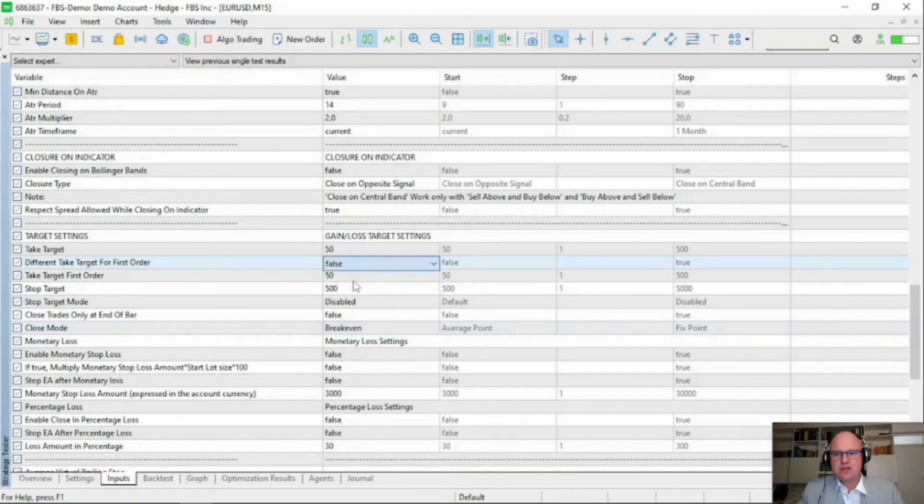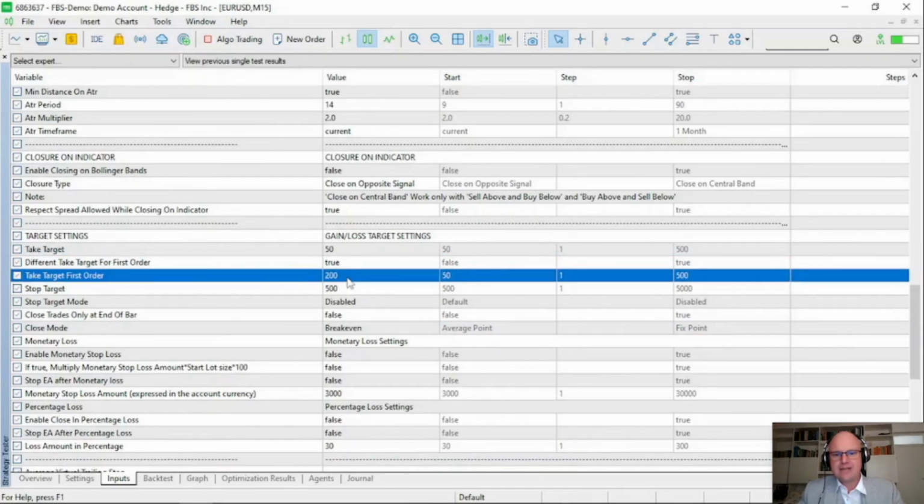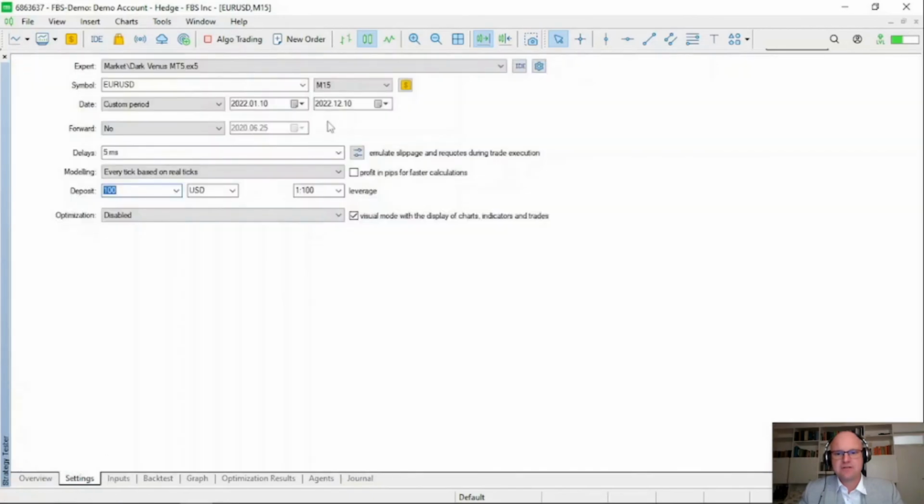Now, when it comes to our gain loss target settings, firstly, I'm going to select the break even option and enable different take target for first order and change it to 20 pips or 200 points. Next, I'm also going to enable my average trailing stop, where it starts when the trade is 6 pips in profit and trails by 2 pips.